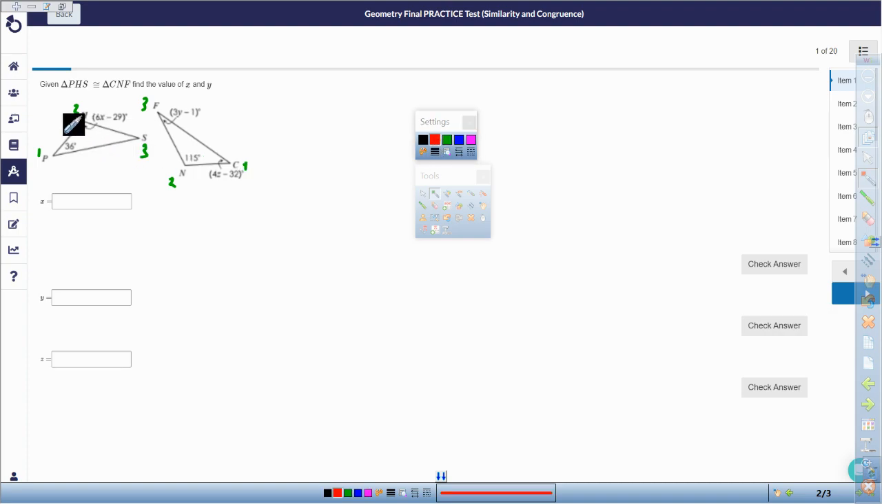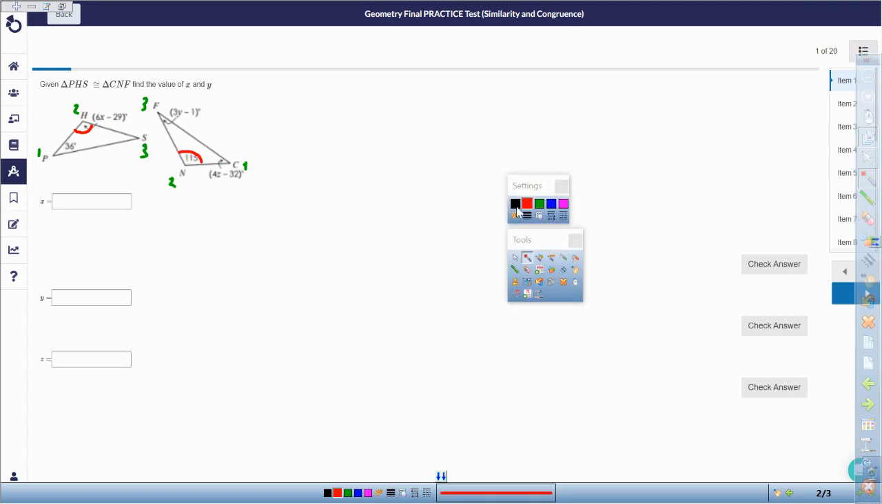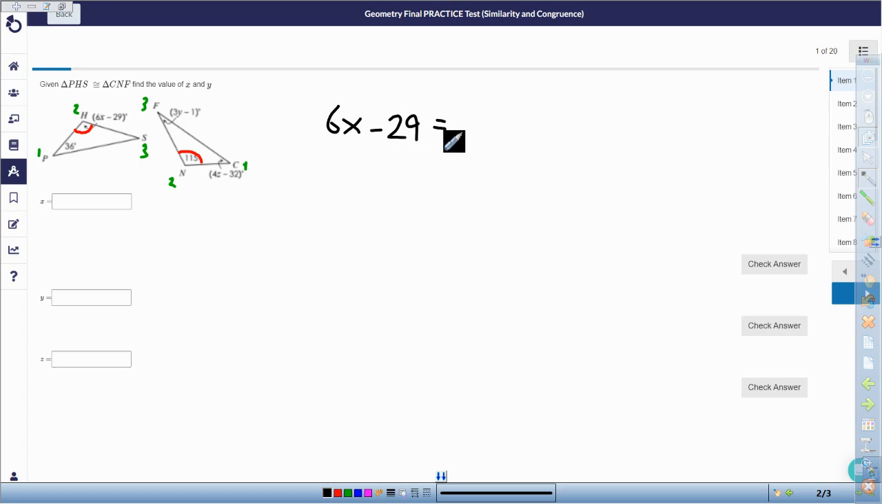All right, and let's start with x. Here's what I notice. x is part of this angle right here. That angle has a 2 next to it. It's going to correspond to this angle, the 115. And there it is, we can make our equation. We know that they're equal, so 6x minus 29 equals 115.